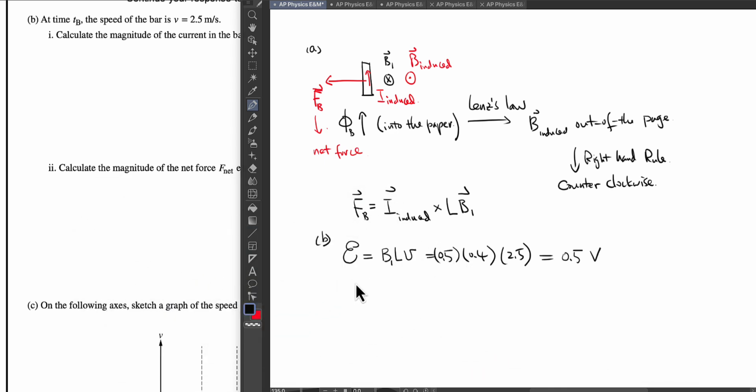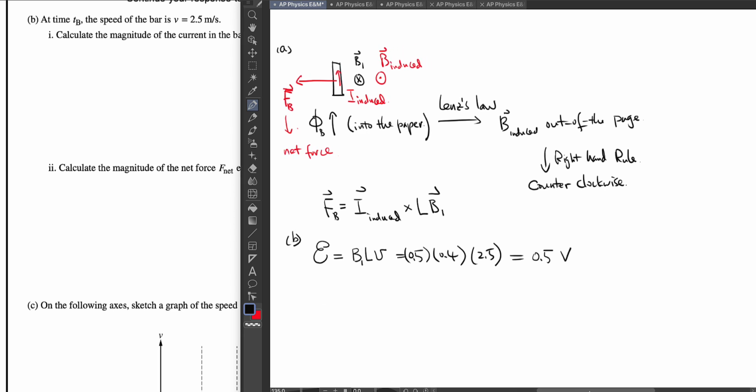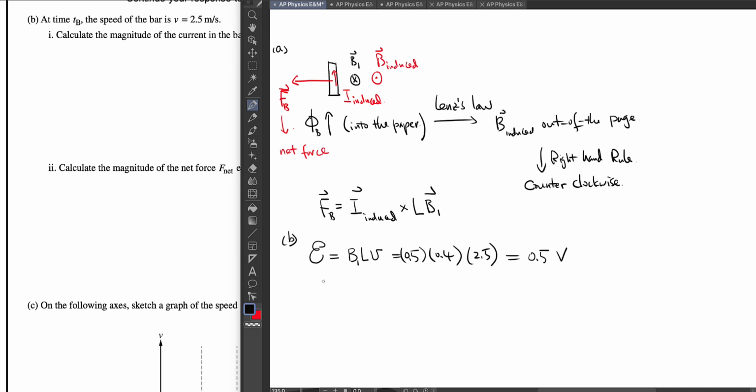Now I need to calculate the current. So the induced current is EMF over R, 0.5 over the resistance, which is 0.3, so we have 1.67 amp. That's the answer for question number 1.